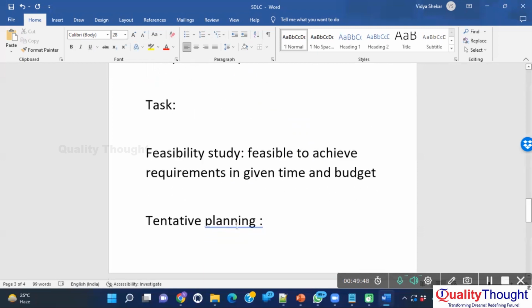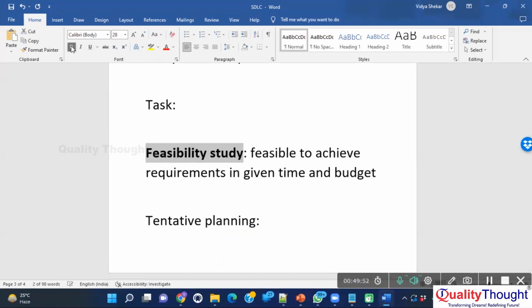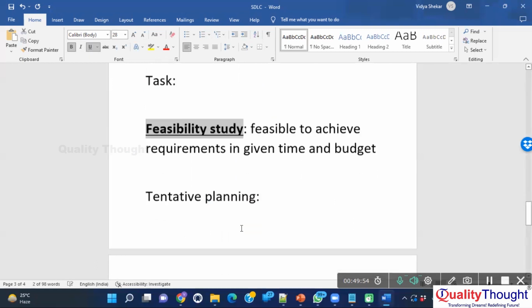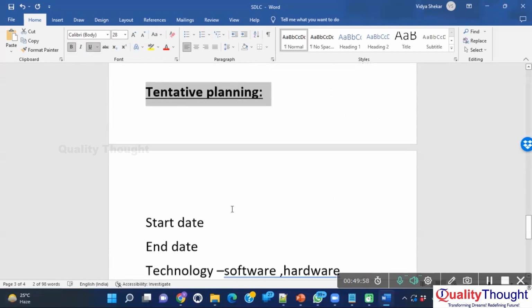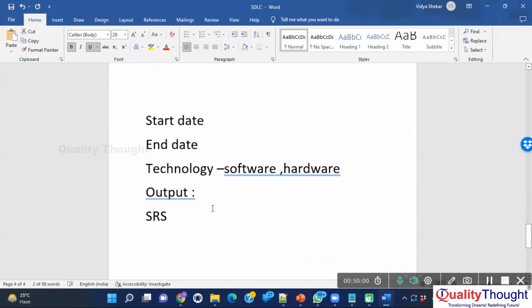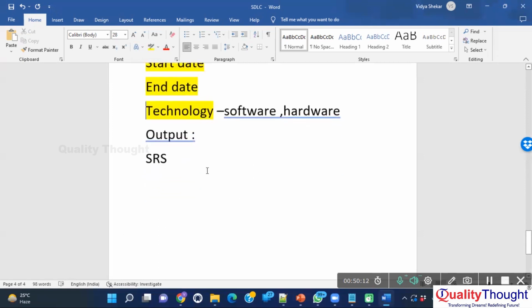It's going to do tentative planning. Technology, and these three things he is going to focus on. By the requirements which are given by BA, right? He will decide what should be the start date and end date, how many resources are required, what technology they are going to use, and the output is the.